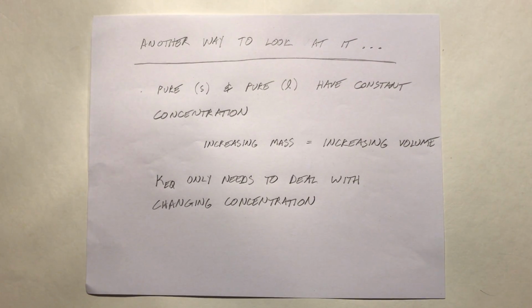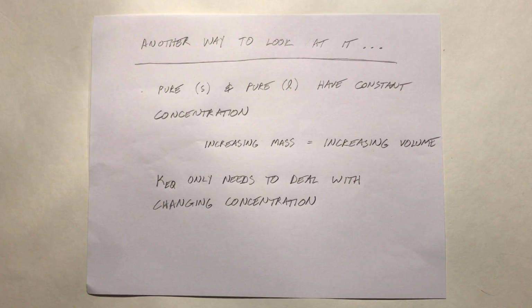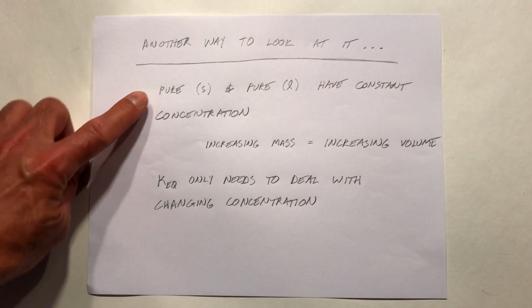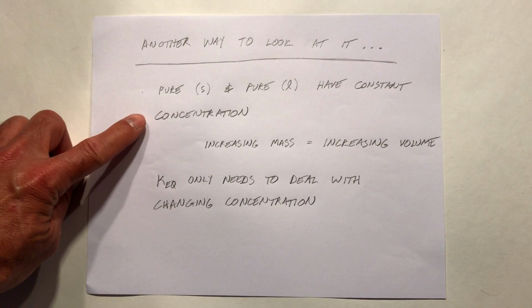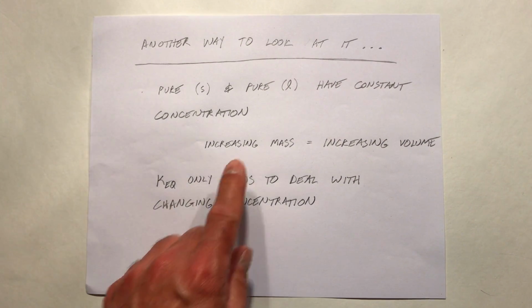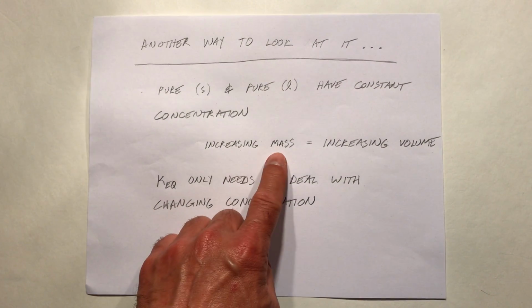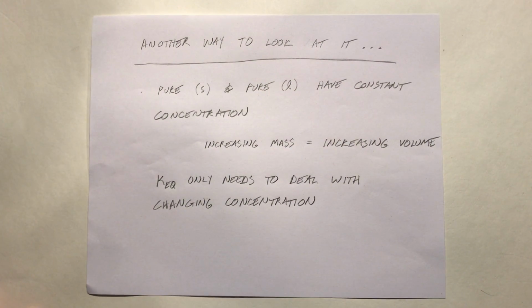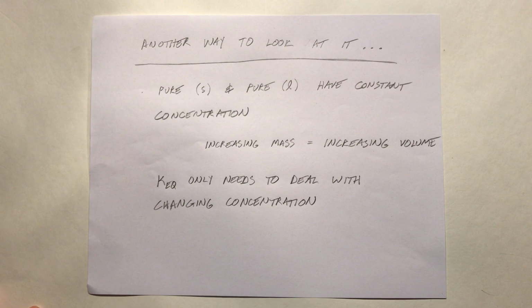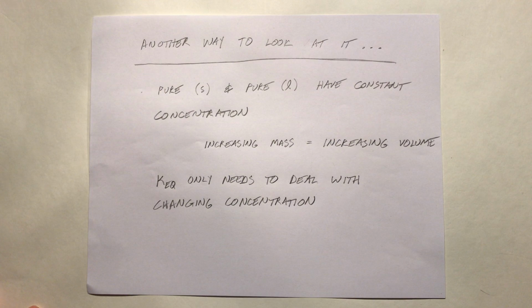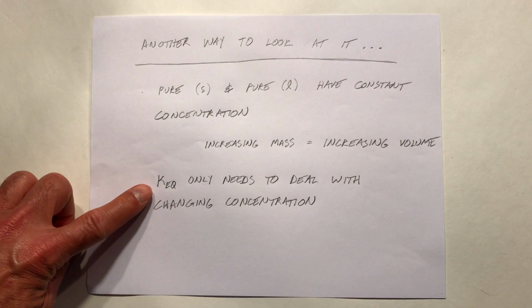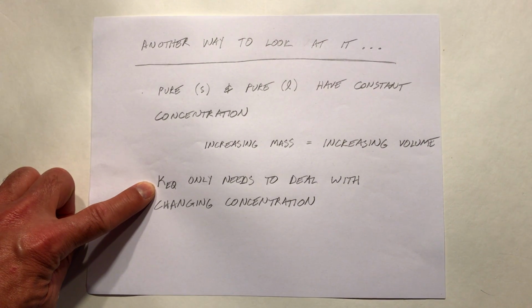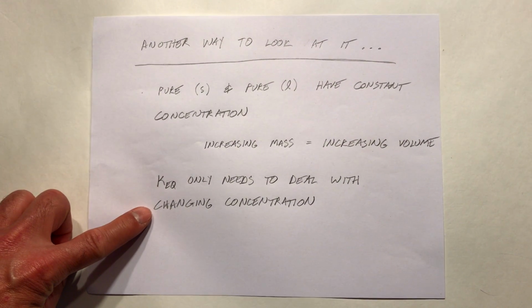Now there's another way we can look at this too, because without having to get into a big discussion about activities, it seems a little bit confusing, and we can just say that pure solids and pure liquids have a constant concentration. If you increase the mass, let's say that we double the mass of a pure solid or a pure liquid, well, that would just double the volume of a pure solid or pure liquid because they're condensed states of matter. So the particles are all tightly packed together. If you double the amount of particles, they would take up double the space.